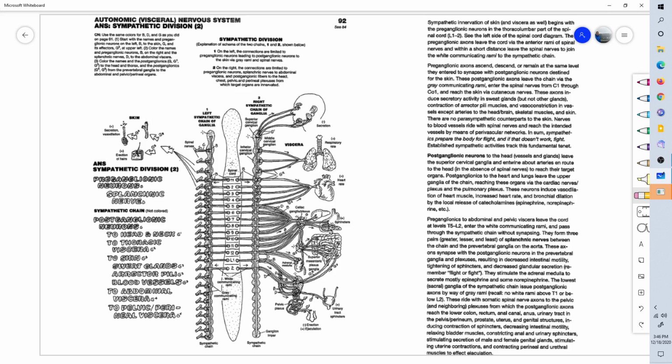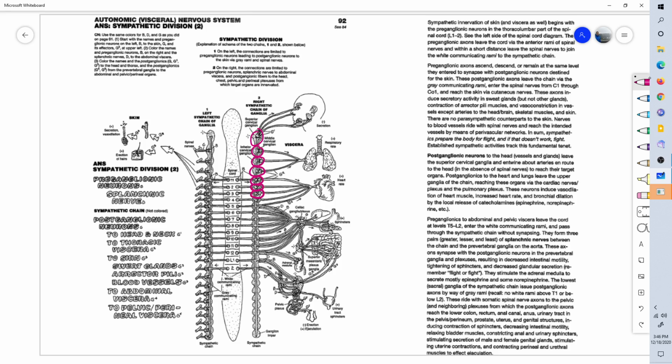Today we'll be learning more about the autonomic nervous system, in particular more about the sympathetic division of the autonomic nervous system. So we talked about preganglionic and postganglionic fibers, or preganglionic neurons and postganglionic neurons. And of course, these are the sympathetic ganglia. Each one of these little bumps here represents a ganglia.